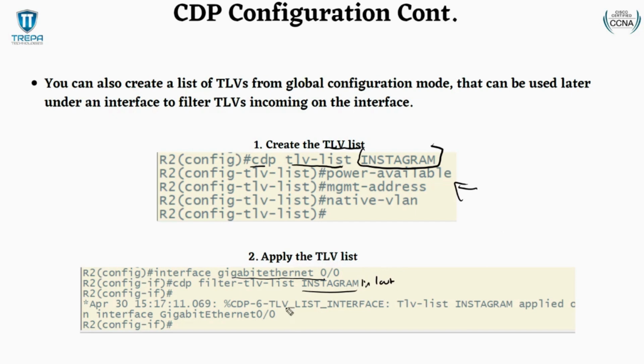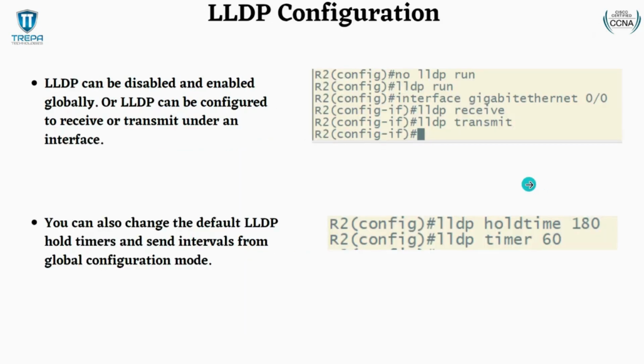And then it's going to go ahead and apply that. We can see that with this syslog message here. Okay, and then LLDP for the global command is going to be the exact same. It's going to be LLDP run. Made it very simple for you. Thank you, Cisco. But when we get to the interface level, it's going to change just a little bit.